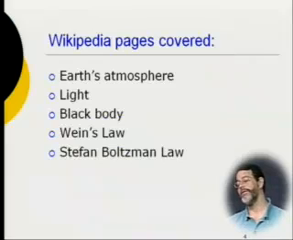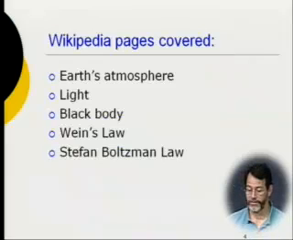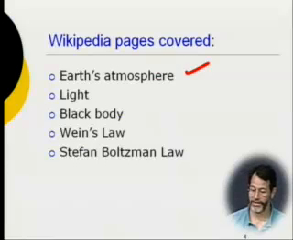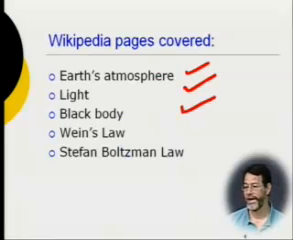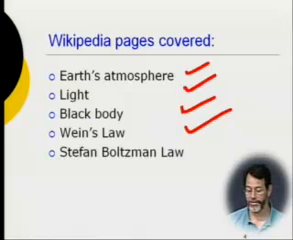So the Wikipedia pages covered today are Earth's atmosphere. Oh, I see people writing this down. They're taking this seriously. Light. Black body. Why that? We'll cover all these in class today. Something that sounds like Wien's law, but it's sort of German, so it's pronounced Wien's law. And the Stefan-Boltzmann law. Lots of laws today, but it's not that bad. You'll see.